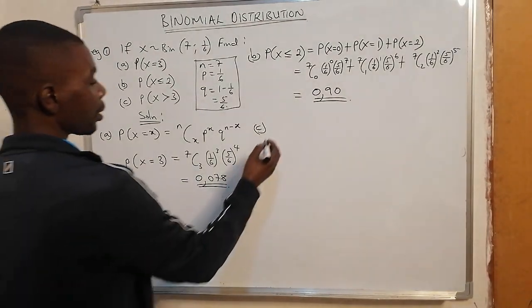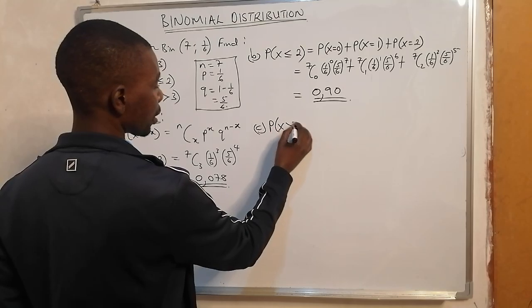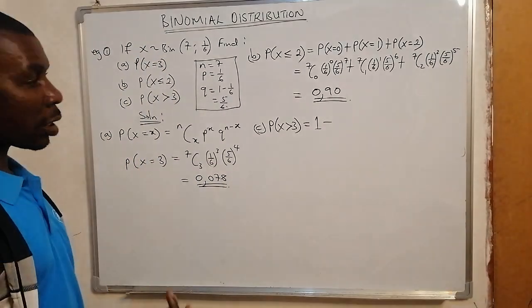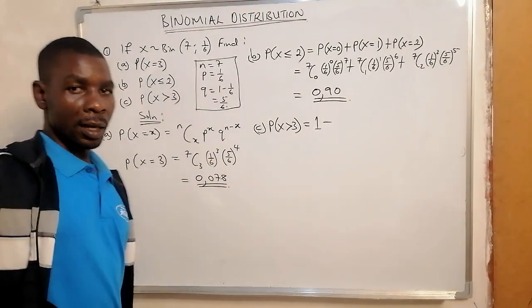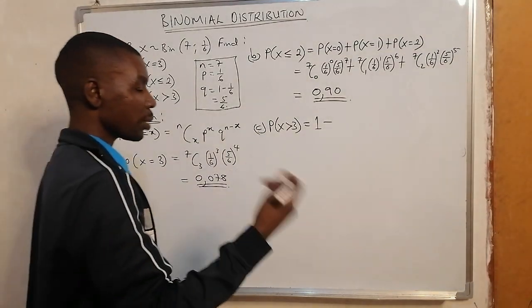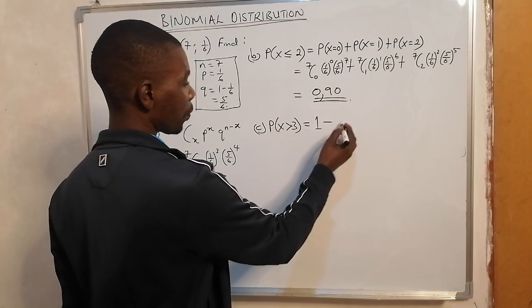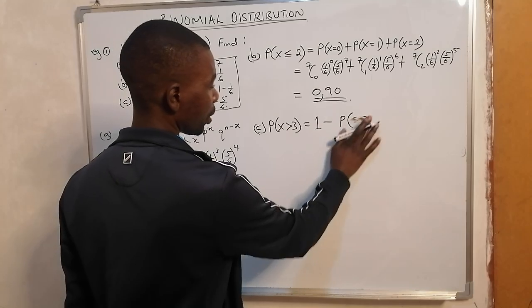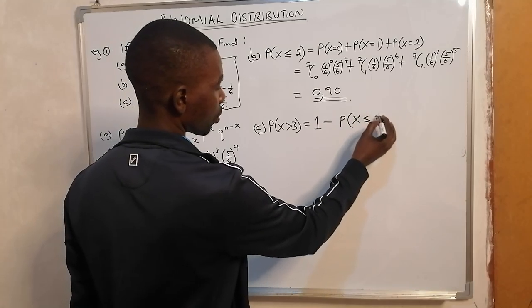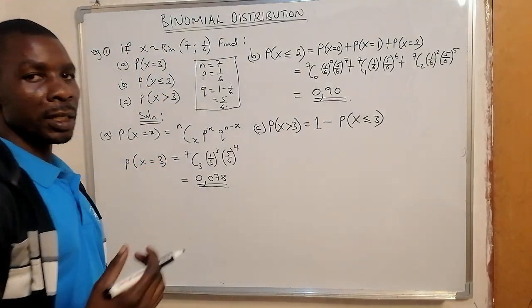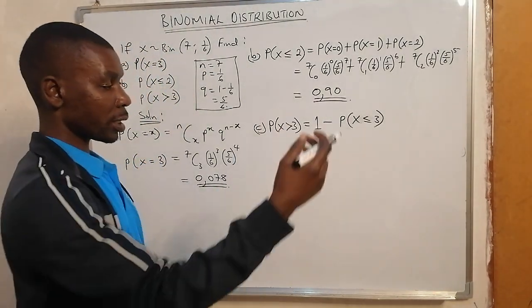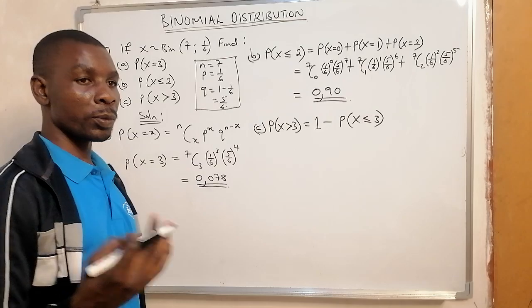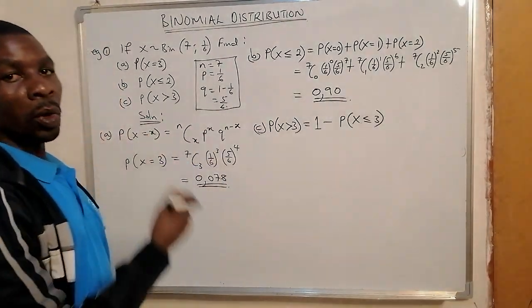Then part C, P of X is greater than 3. Probability of x is greater than 3 is the same as 1 minus P of X less than or equal to 3. It means you want 4, 5, 6, 7, 8, 9, 10 up to I don't know, but we can simply say it's 1 minus P of X is less than or equal to 3. So all the probabilities, since they add up to 1, we can subtract those probabilities that we don't want. In this case, we don't want P of X equals 0, 1, 2 up to 3. We want 4 or more, right?